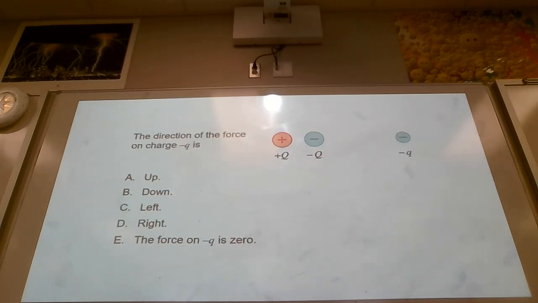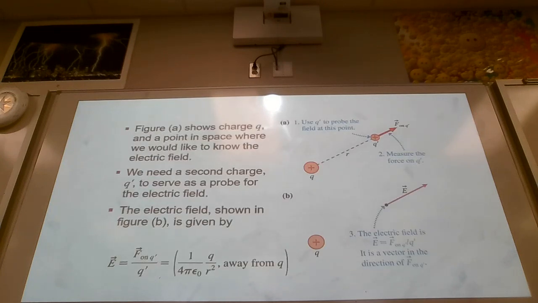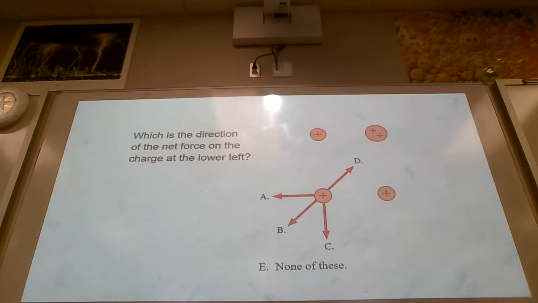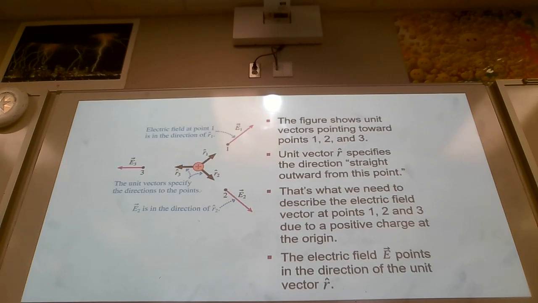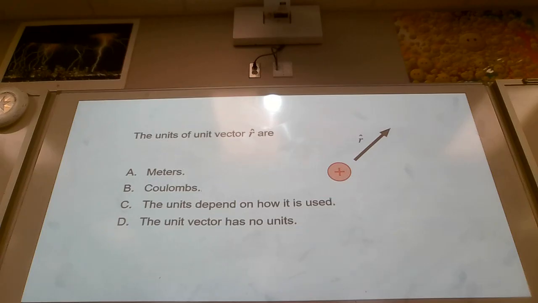Unit vector, that one. Okay, correct answer here is D. A unit vector does not have units. It's just a directional thing.